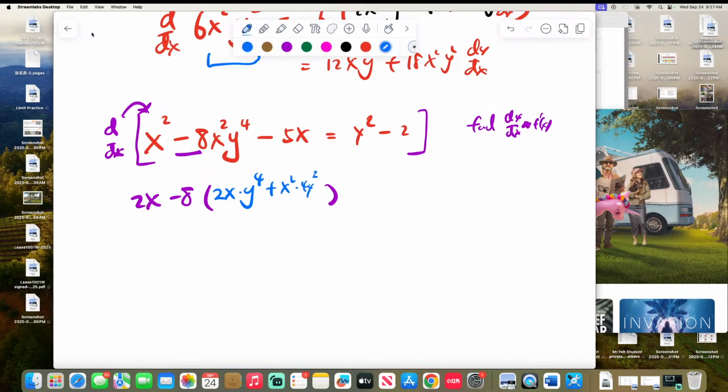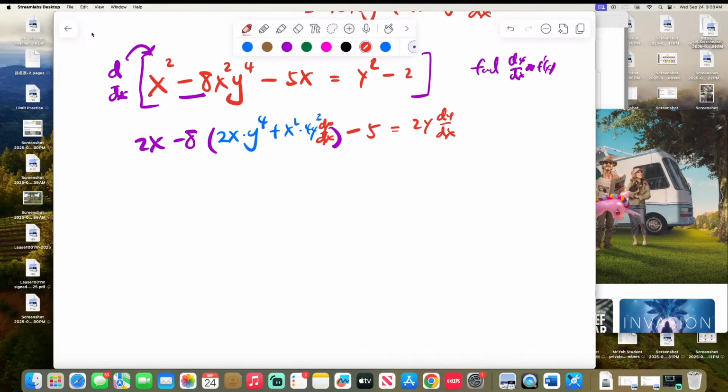4y cubed, and then don't forget the dy dx. Is that okay? And then minus, what's the derivative of 5x? Is equal to, what's the derivative of y squared? 2y dy dx. And what's the derivative of negative 2? 0. Good job. So then you did it, the implicit derivative. Now we just have to evaluate for it.